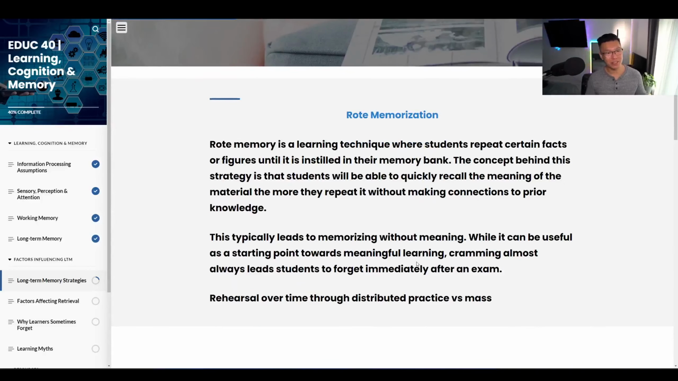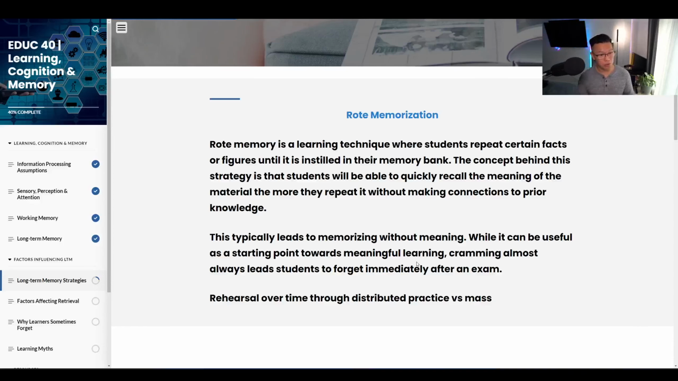One of the key things that we often are susceptible to is rote memorization. Rote memory is a learning technique where students repeat certain facts or figures until it's instilled in their memory bank. The concept behind this strategy is that students will be able to quickly recall the meaning of a material the more they repeat it, without making active or meaningful connections to prior knowledge. So this typically leads to memorizing a lot of different facts at a very fast pace, but without really holding any kind of meaningful connection. We're not making that alignment to what you might have already known, or information that's in our prior knowledge.